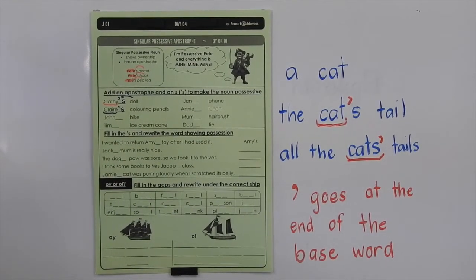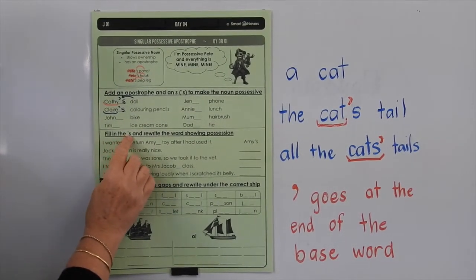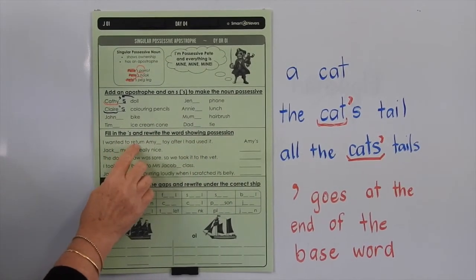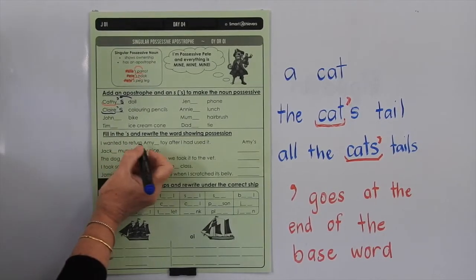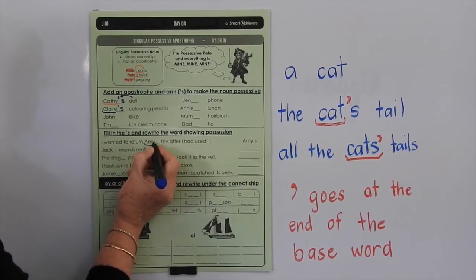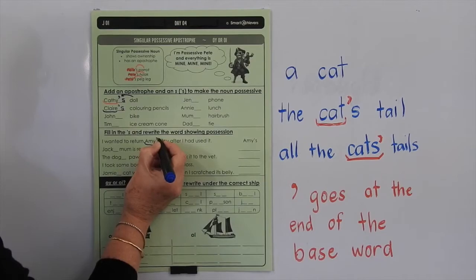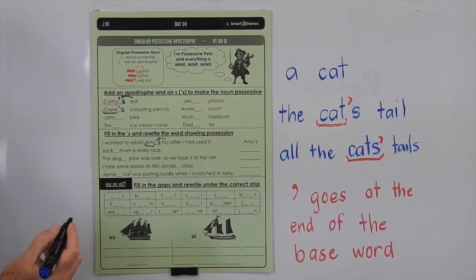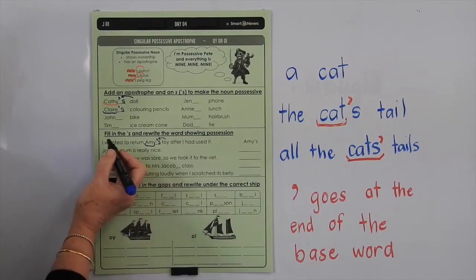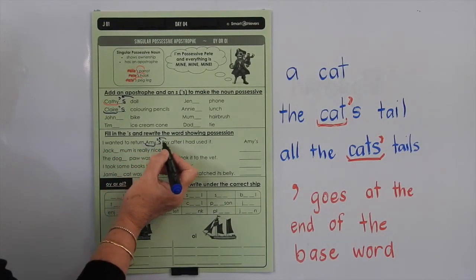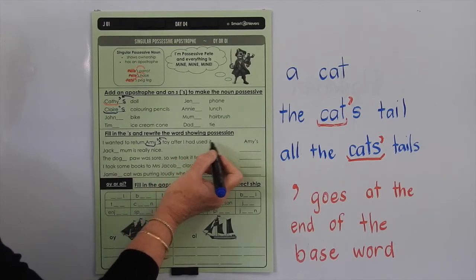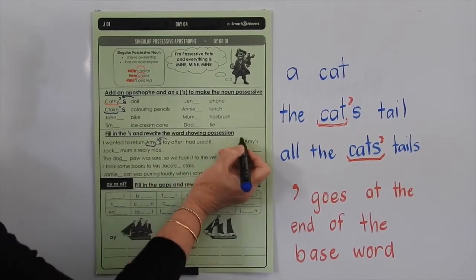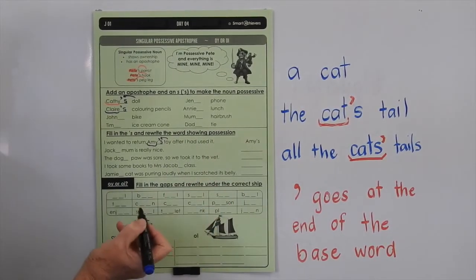Now down the bottom it says, fill in the apostrophe S and rewrite the word showing possession. I wanted to return Amy's toy. There's only one Amy, so Amy is the base word. We put the apostrophe and then the S. And that tells us the toy belongs to Amy, not that there's lots of Amys. I wanted to return Amy's toy after I had used it. Now the word that you put the apostrophe in is the word that you write at the end here.